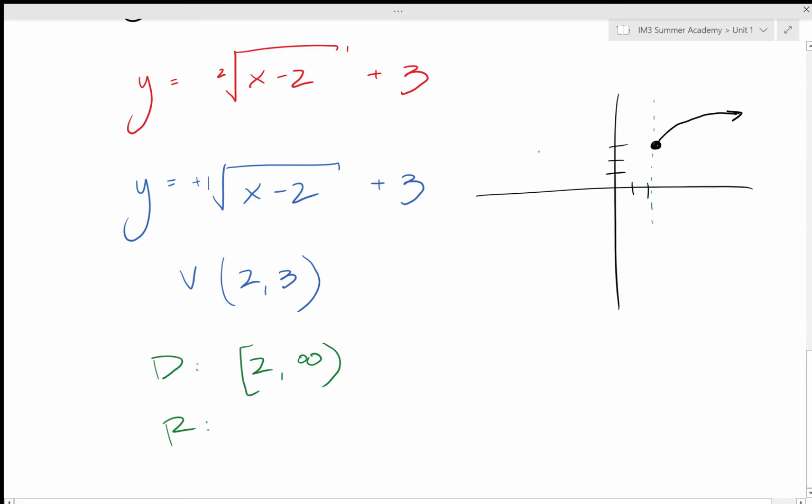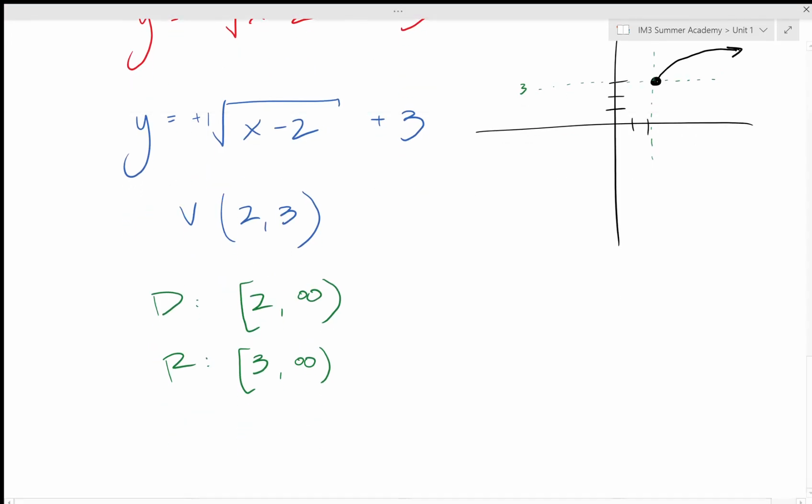Range. It does stop going down at this number. That's 3. And it continues up slowly, but it keeps going up to positive infinity. So there we go, domain and range.